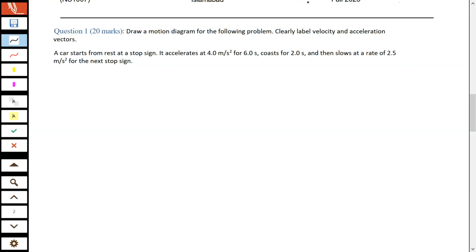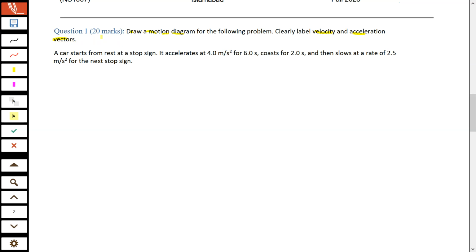Okay, so here is the solution to question number one of assignment one. First, we need to read the question. Draw a motion diagram for the following problem. Clearly label velocity and acceleration vectors.